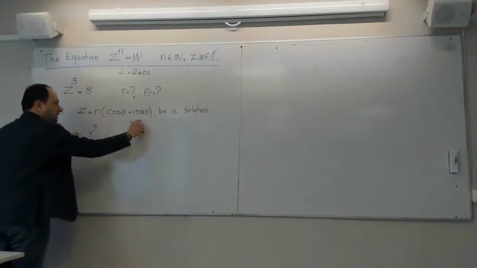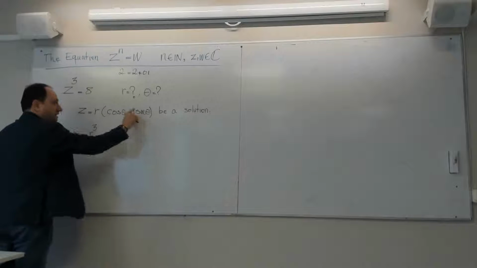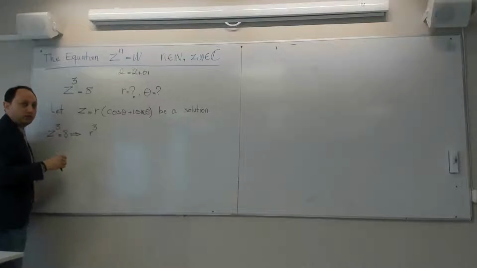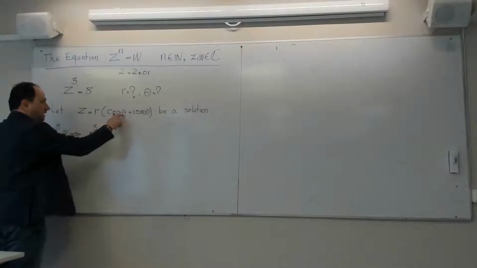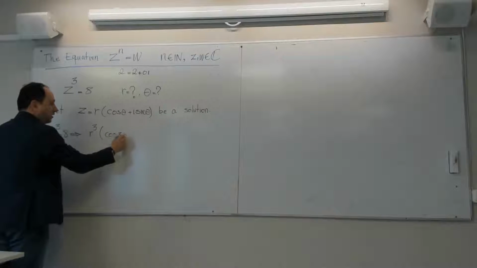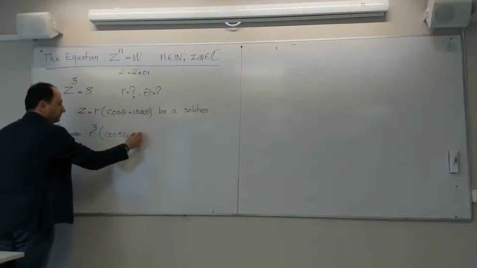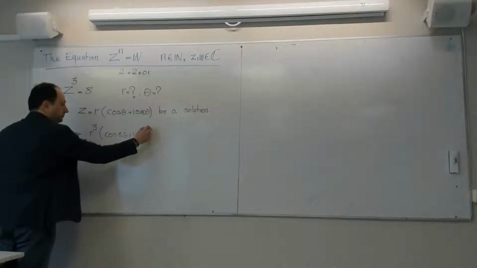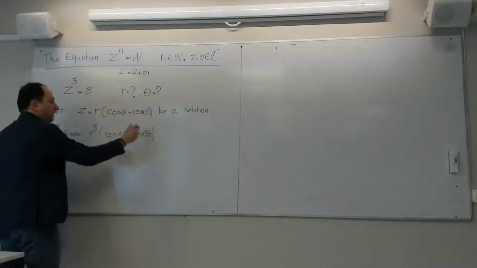And then you know that if I want to raise this to power 3 according to De Moivre's formula, I need to just multiply 3 by that argument. And this is equal to 8.